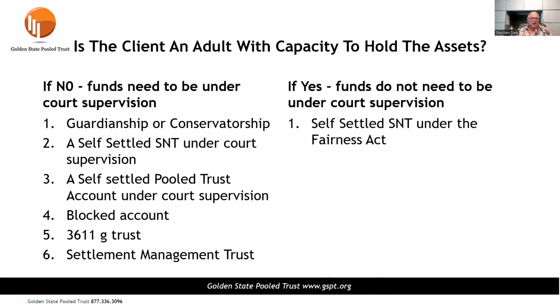So we're probably talking about a self-settled trust under the Fairness Act. Before the Fairness Act was passed, the trust had to be set up by a parent, grandparent, legal guardian, or the court. And we had perfectly competent folks that we had to go to court to get authorization to do this, because an individual themselves could not set up their own self-settled trust. But that was fixed a number of years ago. So that's no longer true.